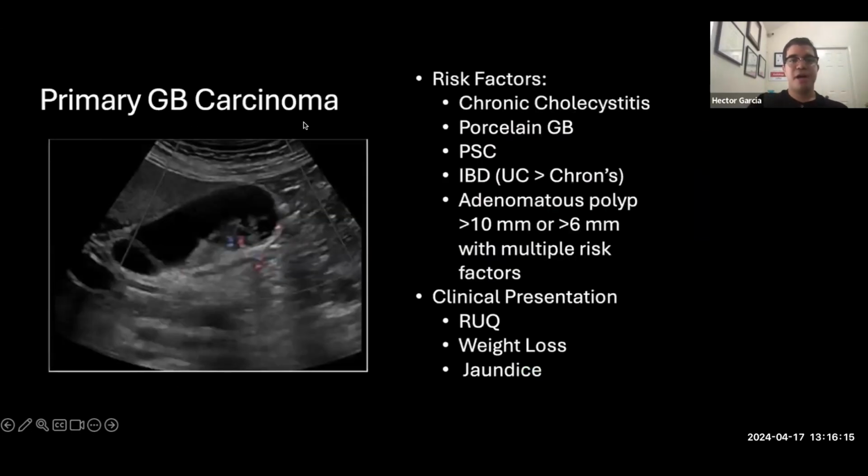Now, the other one is primary gallbladder carcinoma. For this, the clinical presentation is someone who is elderly with right upper quadrant pain, weight loss, and jaundice. They may have some risk factors like chronic cholecystitis, porcelain gallbladder, which forms due to repeated inflammation of the gallbladder, PSC, primary sclerosing cholangitis, and IBD, especially UC, ulcerative colitis. And if you have multiple polyps, which can turn cancerous, if they are too big, the risk for cancer increases.